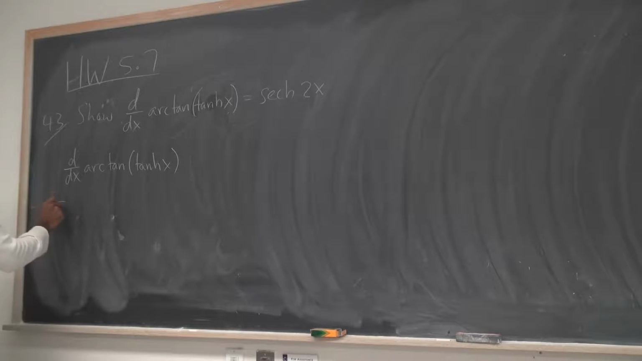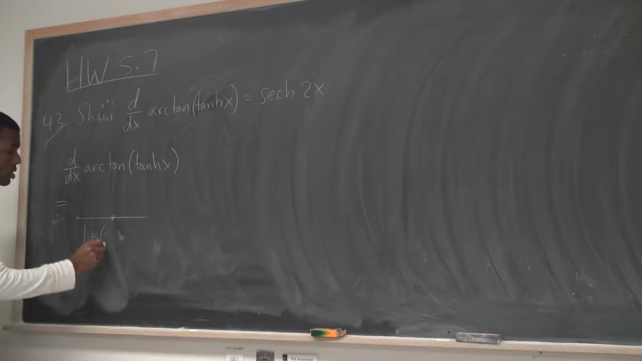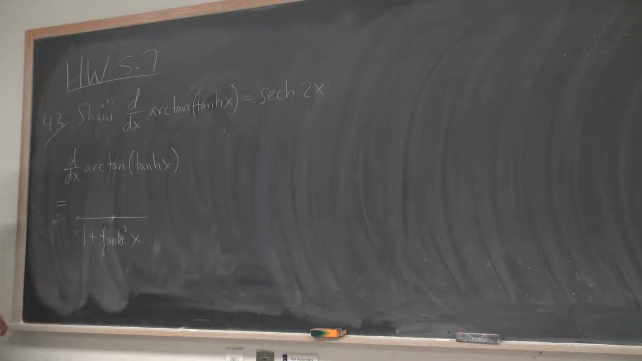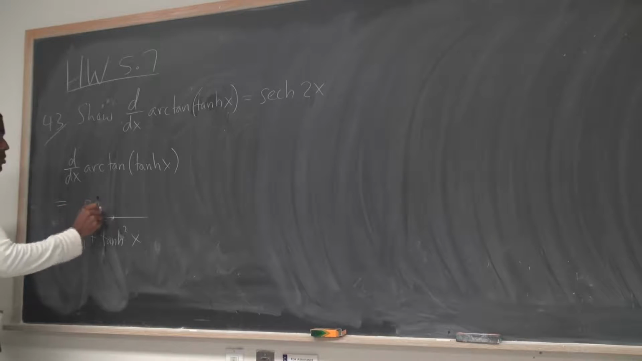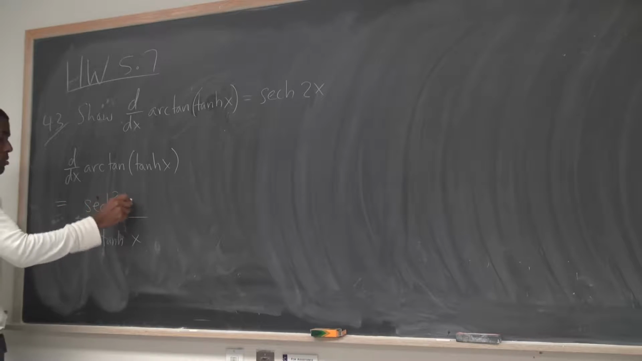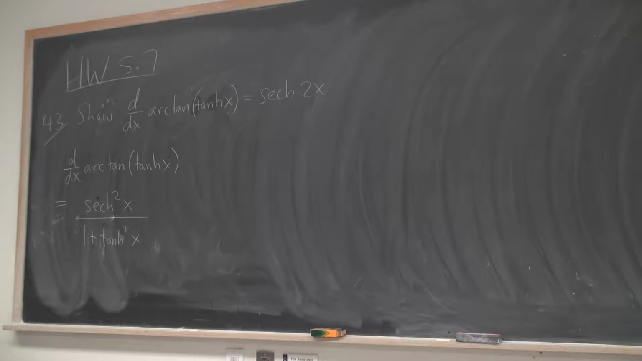Okay, so what's the rule for arctan? The derivative of arctan of u is u prime over 1 plus u squared, right? So we're going to have 1 plus u squared, which in this case is tanh squared, and the top is the derivative of tanh, which is hyperbolic secant squared, right? Now basically what we want to do is simplify this to get that guy. So how do we do that?